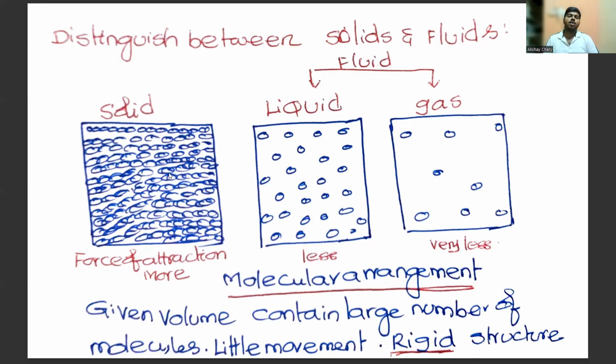That means in a solid, the molecules are close to each other, so the force of attraction is high. If a solid takes a force, it continuously transmits it to the other molecules very quickly. When compared to liquid, the molecular spacing is more, so when you apply some load, it takes some time to compress. Compared to gases, gases have large spacing between molecules.